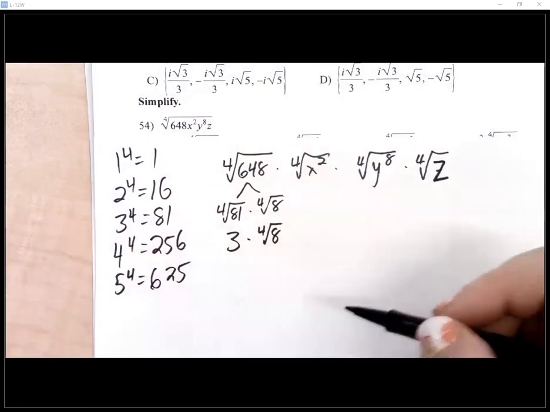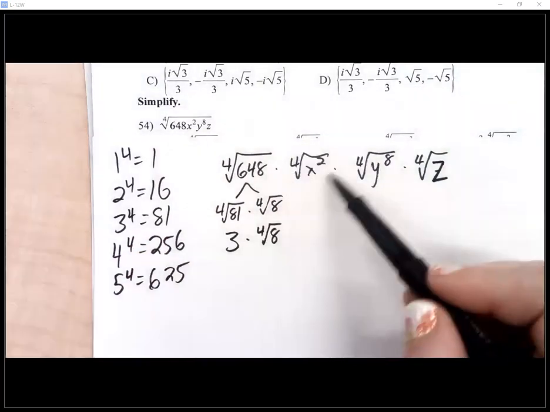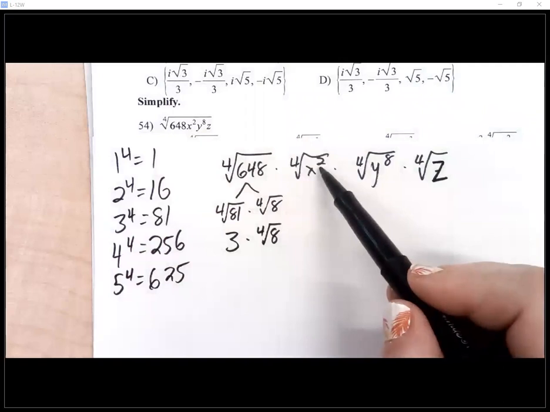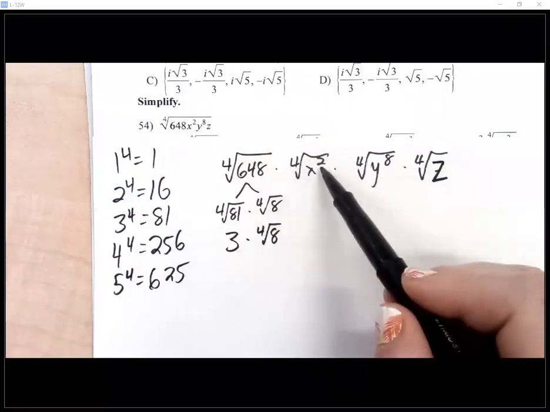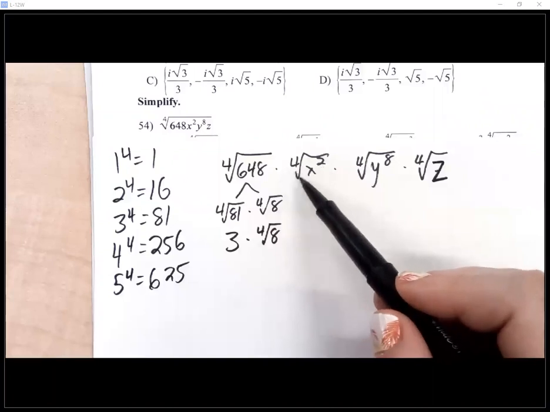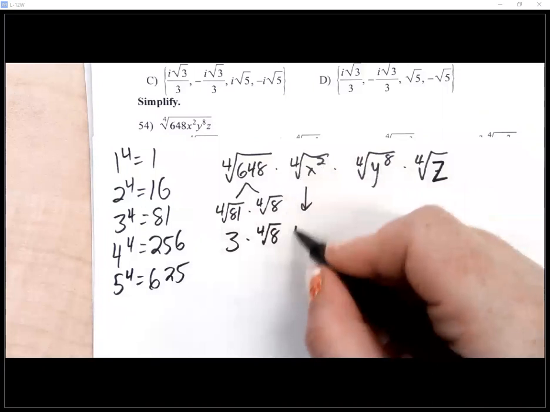Everybody okay so far? Now, let's look at the variables. Whenever your exponent is smaller than your index, like in this case, 2 is smaller than 4, you cannot simplify that. That's literally just going to stay fourth root of x squared.